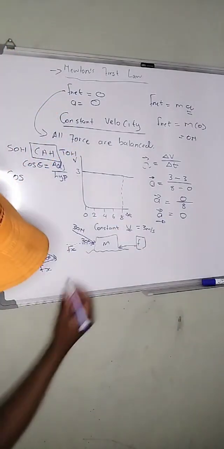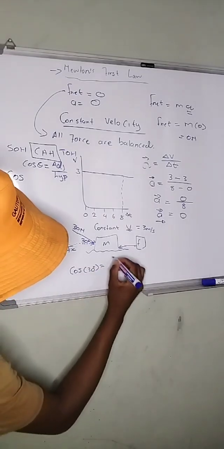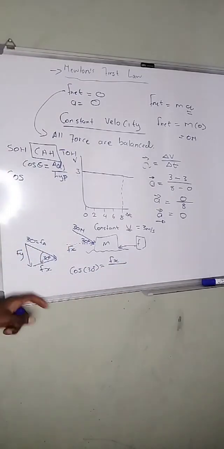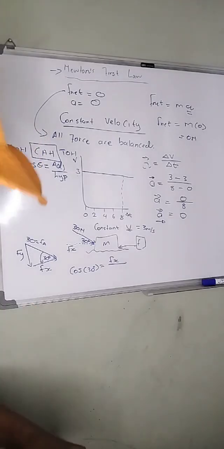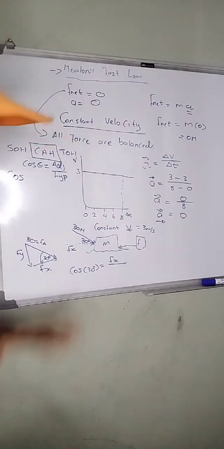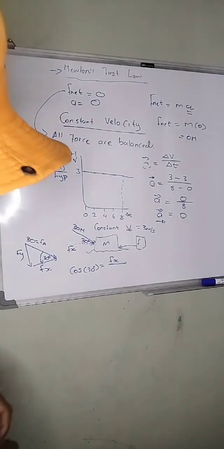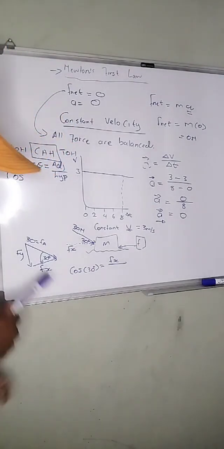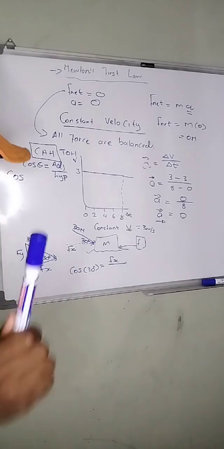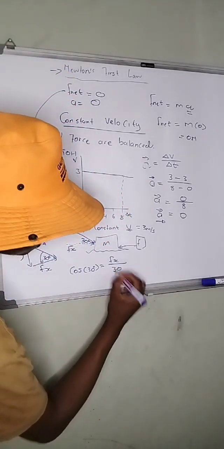So cos 30 is going to be Fx over my hypotenuse. I need the value of the hypotenuse. What is the value of the hypotenuse now? It's going to be the F applied, right? The F applied is going to be the value of the hypotenuse.